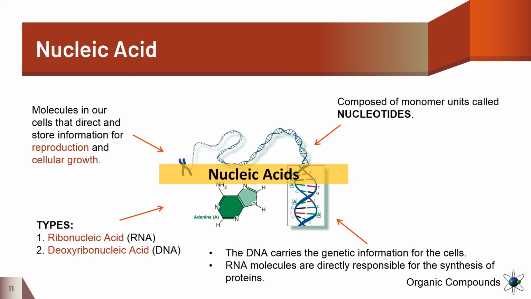Nucleic acids are composed of monomer units called nucleotides. And a nucleotide consists of a sugar molecule, a nitrogen base, and a phosphoric acid.